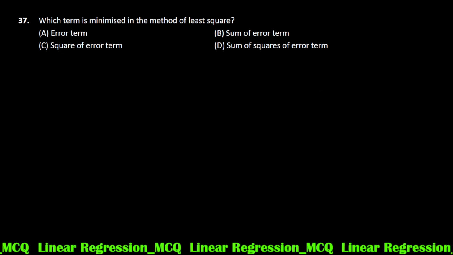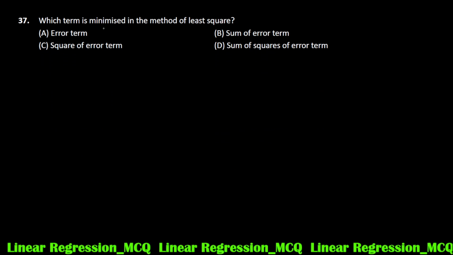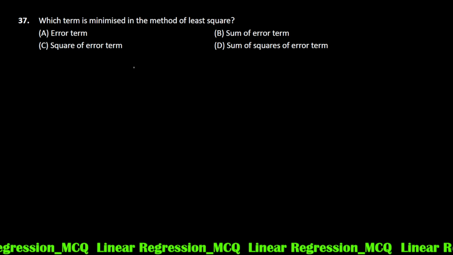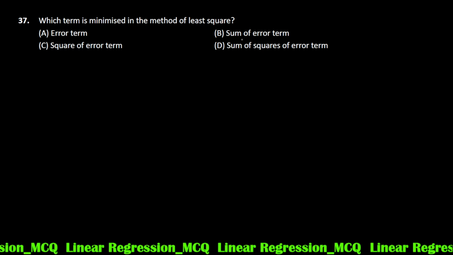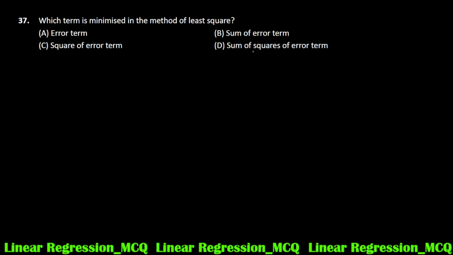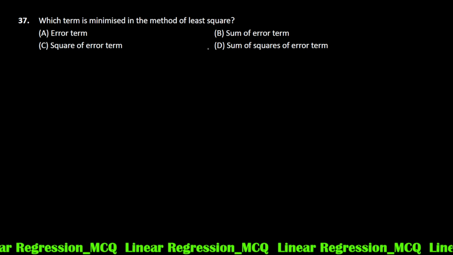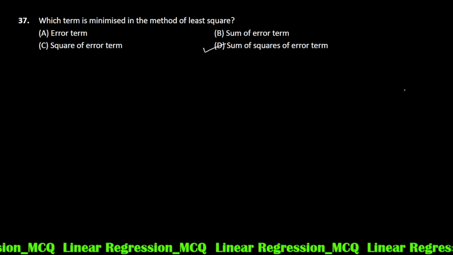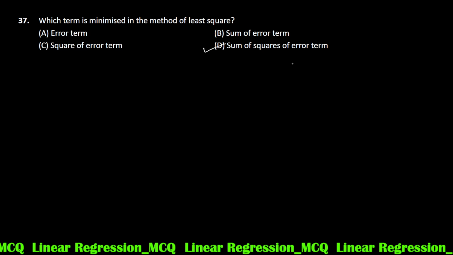Question number 37. Which term is minimized in the method of least square? A error term, B sum of error term, C square of error term, and D sum of square of error term. Option D is correct. In least square method, sum of square of error should be minimized.